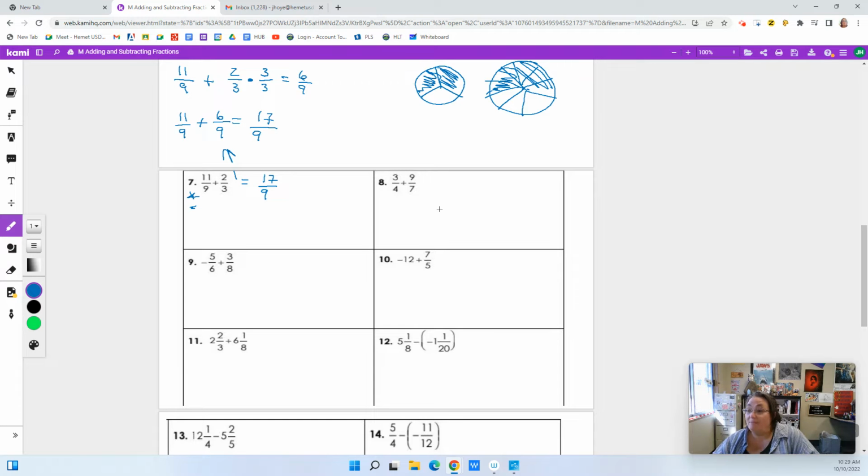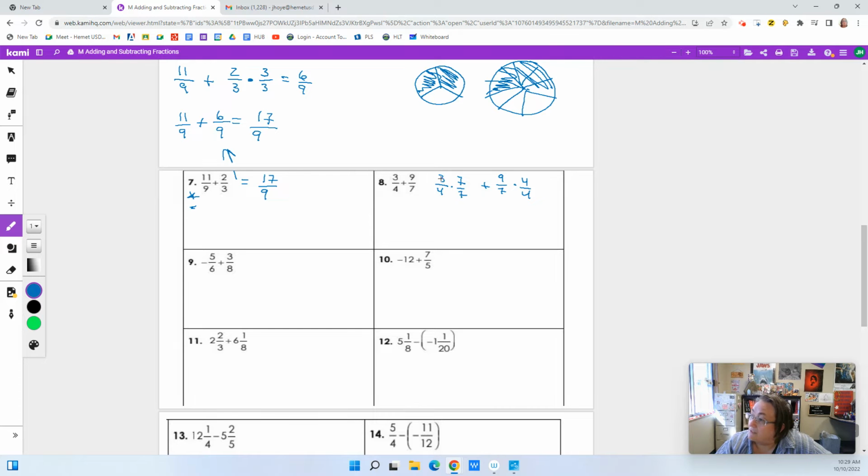Well, what that means is I'm going to have to change both denominators, right? So I'm going to look at my 3/4 and I'm going to multiply that times 7 over 7. And then I'm going to take my 9/7. And what am I going to multiply that by? 4 over 4. Right? Does that make some sense?